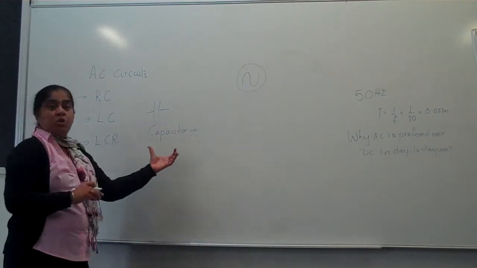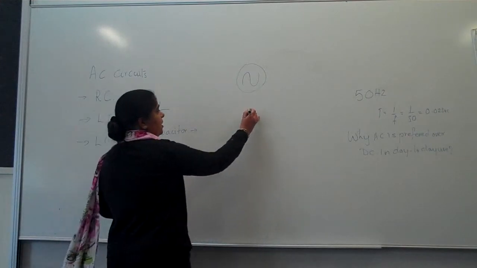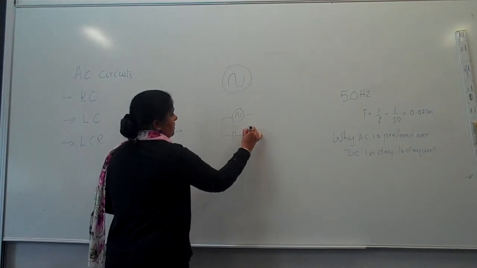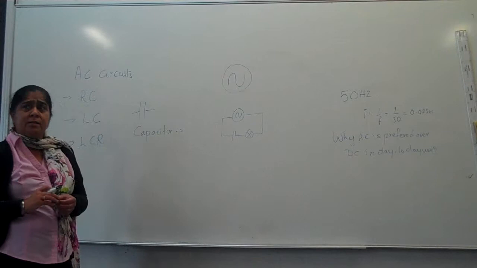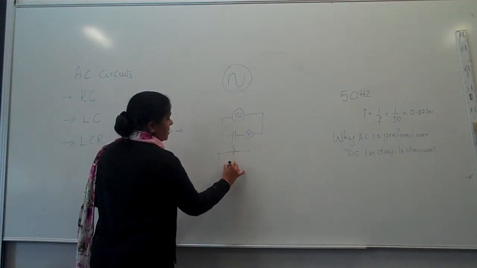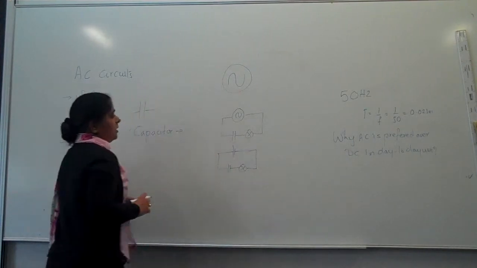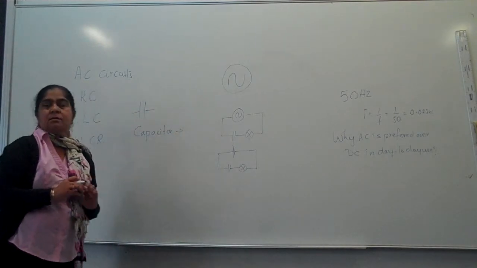So capacitor, what's the job of a capacitor? Stores charge. Now if we have an AC supply connected to a capacitor and a light bulb, that's one situation. I don't know whether you've done this experiment. And you have a DC power supply, capacitor and a light bulb. If you connect these two circuits, what will happen? What is likely that you will observe in this and this experiment?